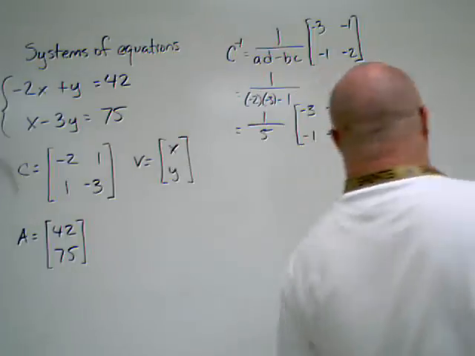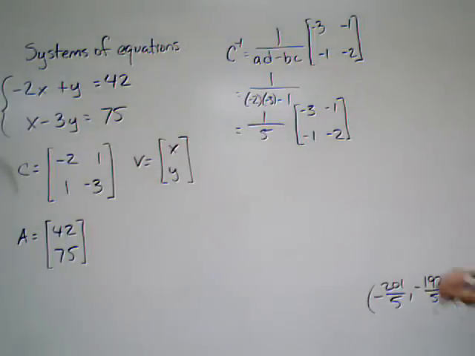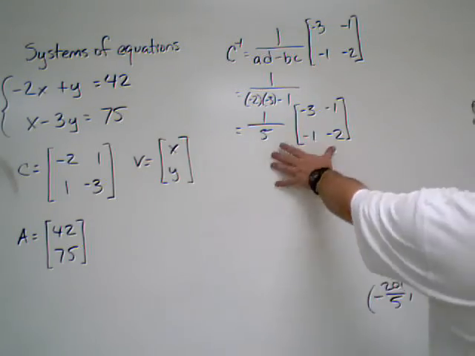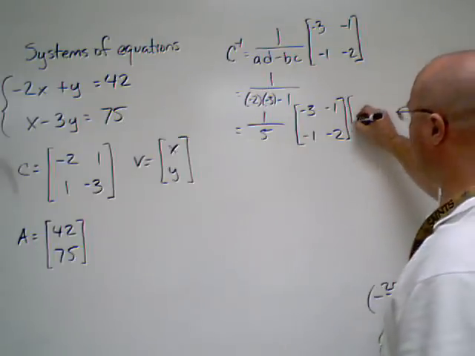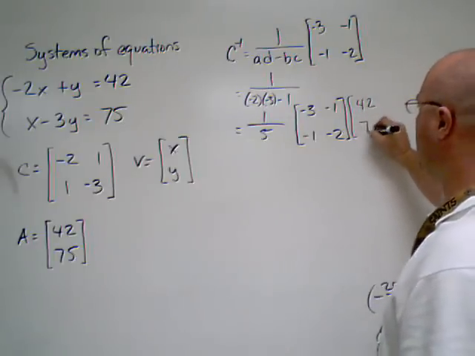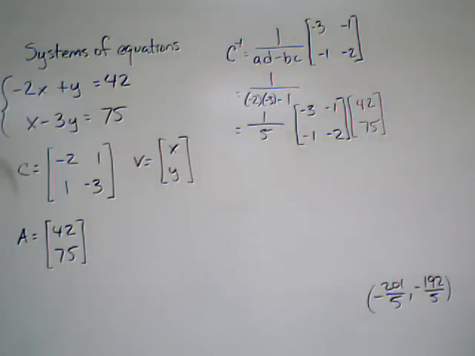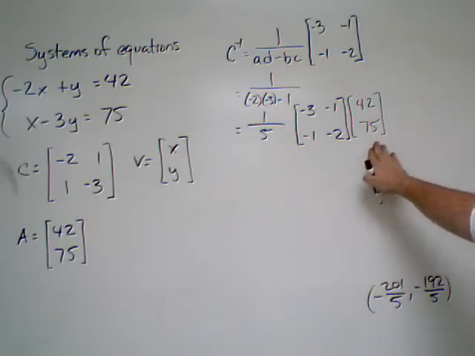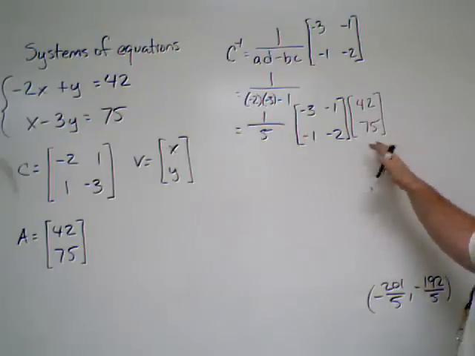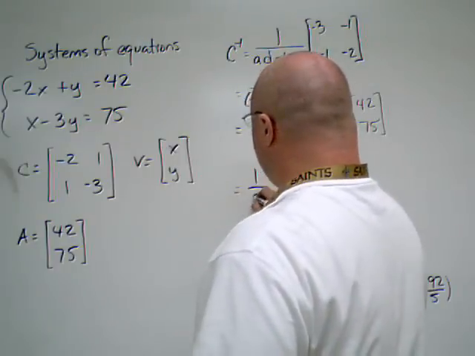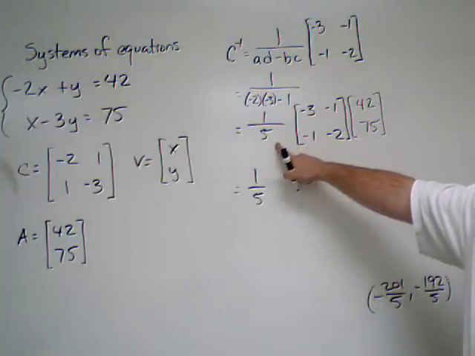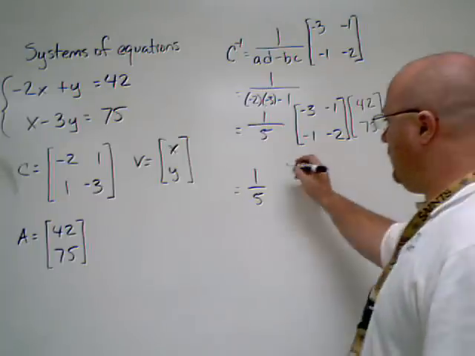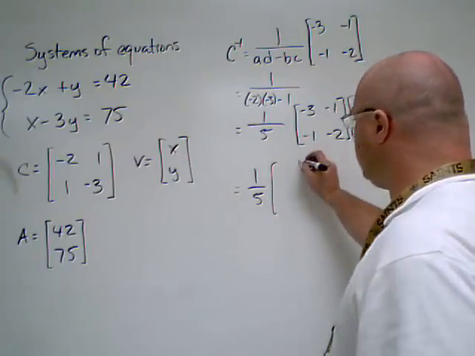Okay? Now what we do with our inverse is we're going to multiply it by our answer matrix right here. So we're going to leave this as it is, and we're going to multiply by 42 and 75. Now when we multiply a 2 by 2 matrix by a 2 by 1 matrix, we're going to get another 2 by 1 matrix. Remember, I'm not using my scalar yet. I'm not multiplying it in yet because that's going to get messy, so I'm going to leave it out for now. What I'm going to do is go ahead and set up my answer.